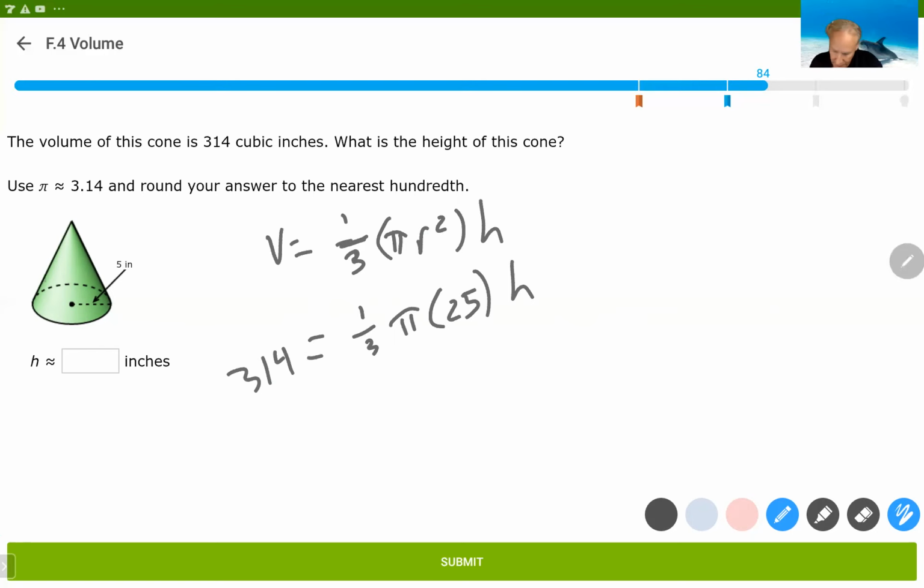So we've got 25 times 3 by 3, and then we've got 314 divided by that. 12. So H is approximately, the height is approximately 12 inches.